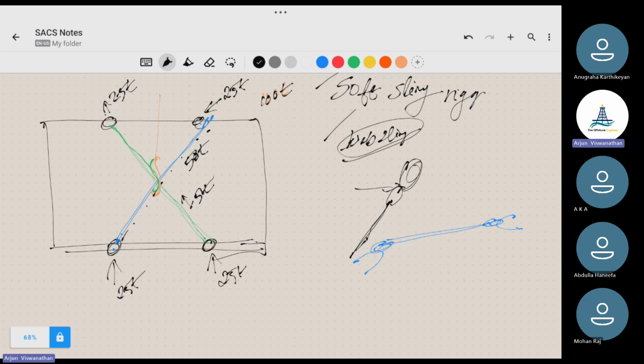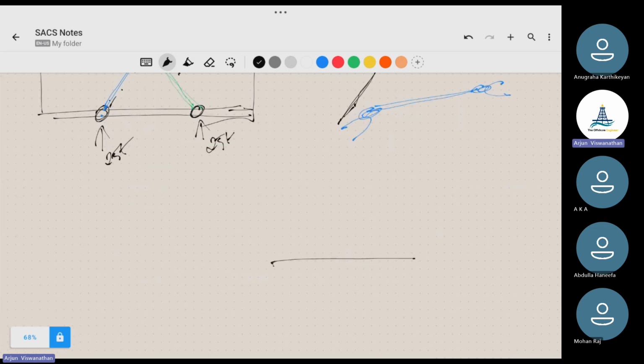Now what happens when I start loading? The shorter one will get loaded first. In the earlier case, when the length was equal, both would have been loaded together. Looking from the side view, our structure is like this. These are the pad eye locations. The sling is lying at the base, we are connecting the hook, and now we are slowly lifting the hook, so it is coming upward.